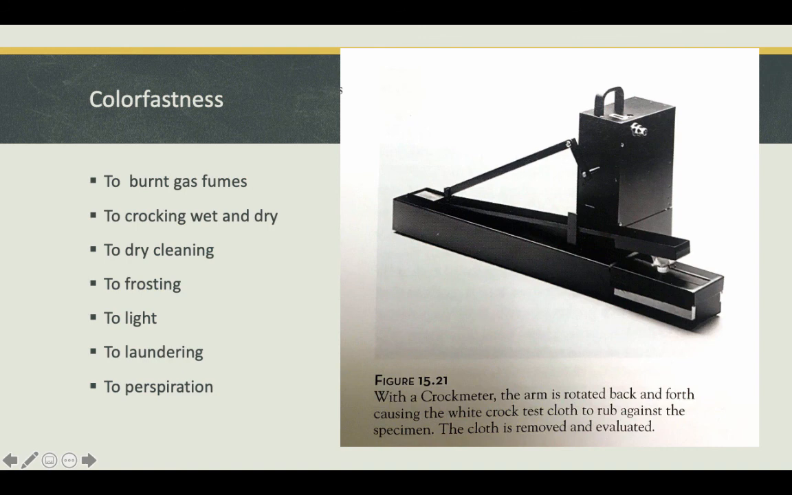And I'm really bummed out because I ordered 2 crock meters, and this is what it looks like. We have 2 in the classroom. And I ordered it specifically so you could, you'd have to take turns, but you were going to use this to test. It rotates the arm, you would have to crank it manually, but it goes back and forth, and we have these little white cloths that would rub against your fabric specimen to see if any dye would get removed. So it's unfortunate, we can't use it. The next class will be able to use it, but yeah, I'm a little bummed out that you can't use it.